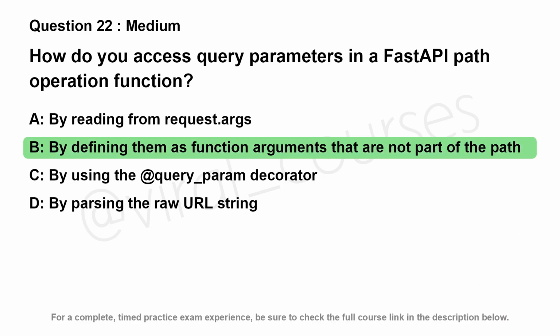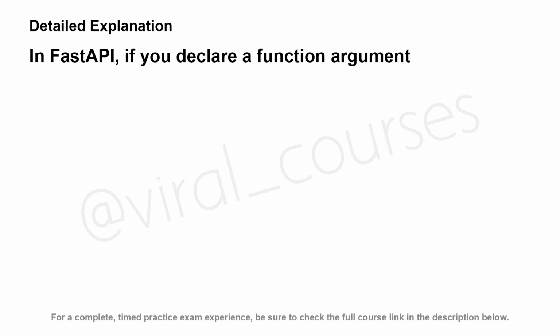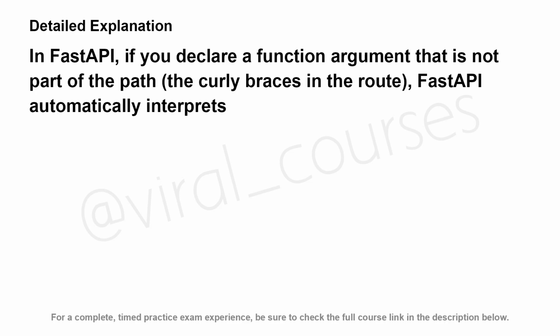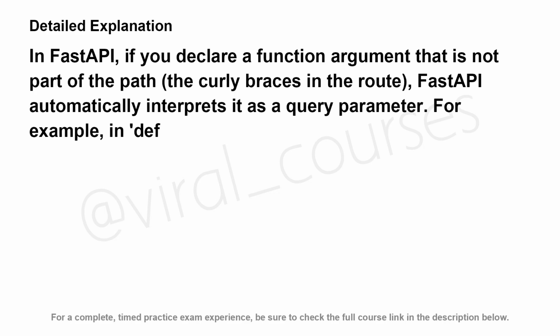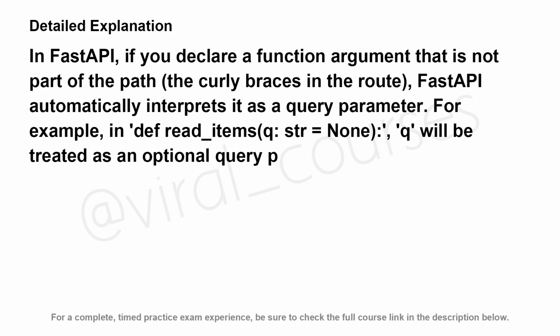The correct answer is B. In FastAPI, if you declare a function argument that is not part of the path, the curly braces in the route, FastAPI automatically interprets it as a query parameter. For example, in def read_items(q: str = None), q will be treated as an optional query parameter in the URL.